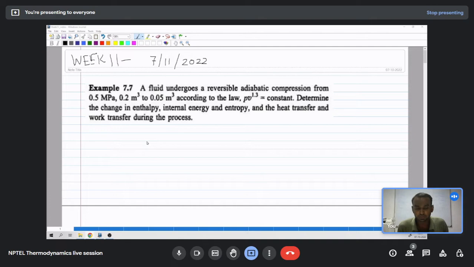Today we will solve some problems using entropy concepts, and then finally I will start some problem with exergy or availability concept. So the first problem is on the screen.